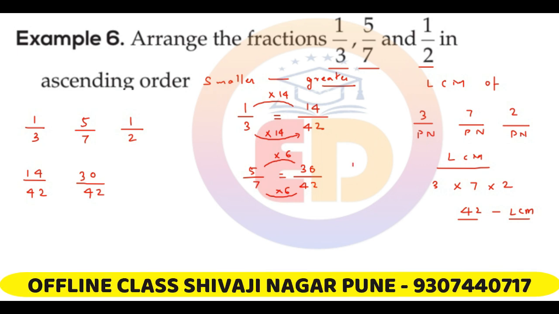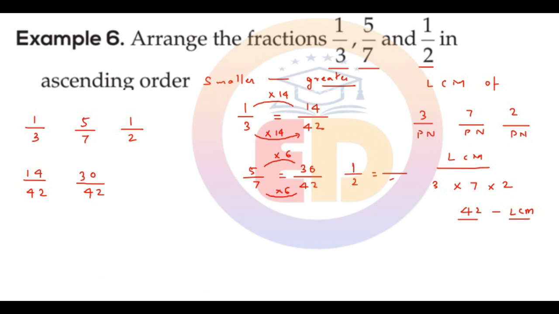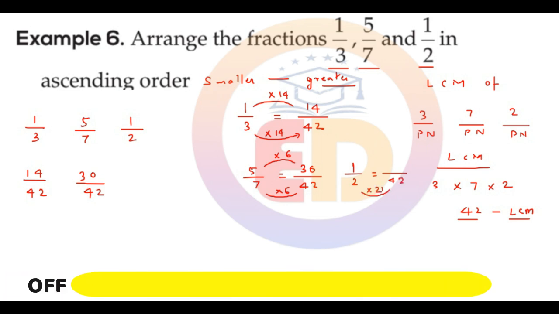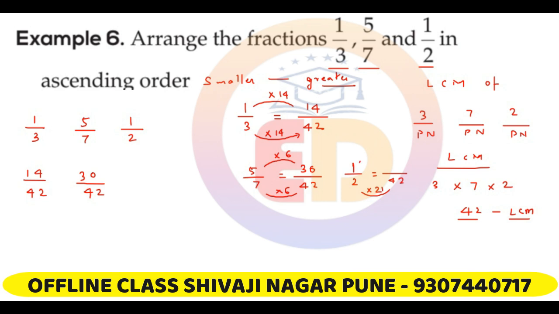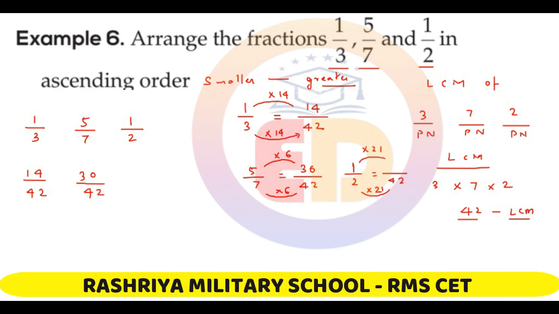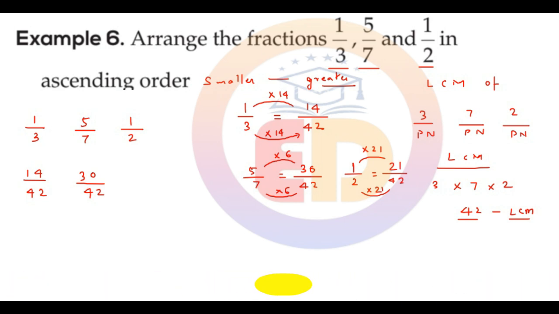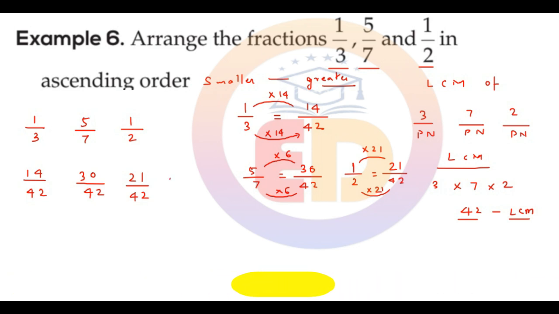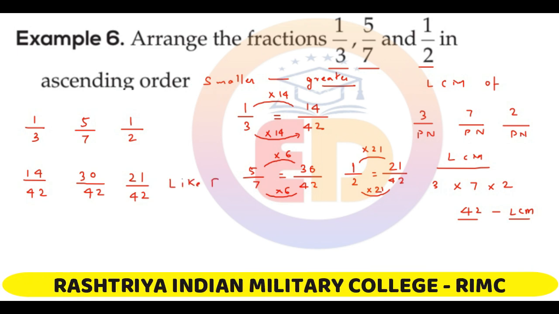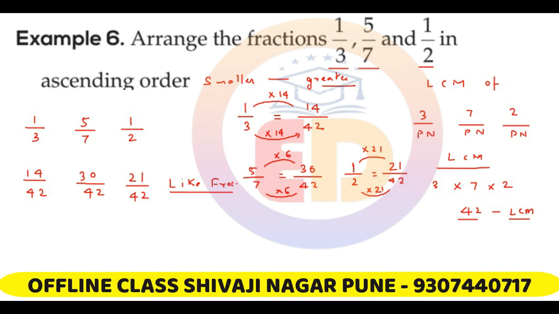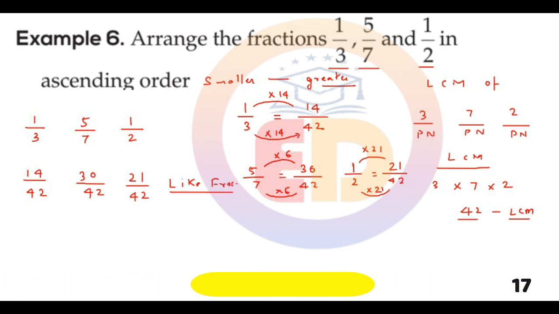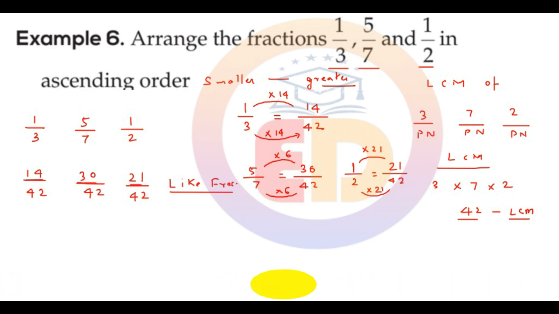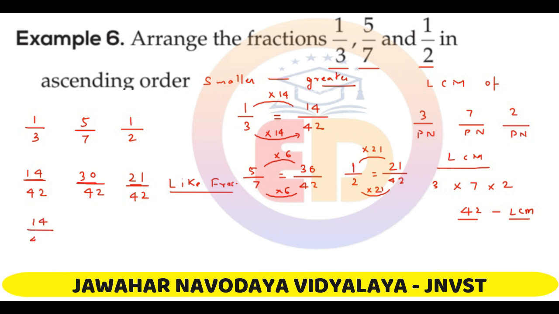Now let us convert 1 by 2. Let us convert 2 to 42. I have to multiply by 21 because 21 2s are 42. So 2 into 21 will give me 42, and also multiply the numerator by 21. It will be 1 into 21 is 21. So our third fraction 1 by 2 becomes 21 upon 42. Now all these 3 fractions become like fractions. And in case of like fractions, only compare the numerators. The smaller numerator will be the smallest fraction. Here, between 14, 30 and 21, the smallest numerator is 14. So 14 upon 42 is the smallest fraction.